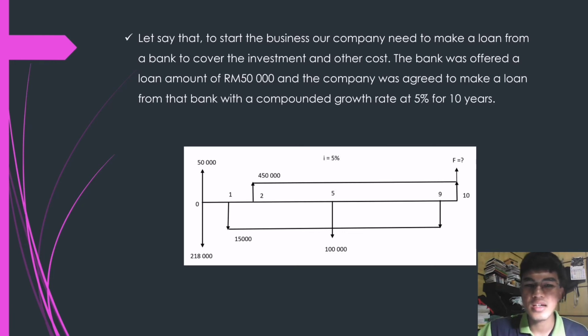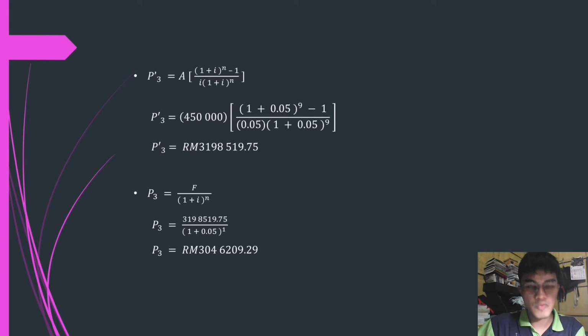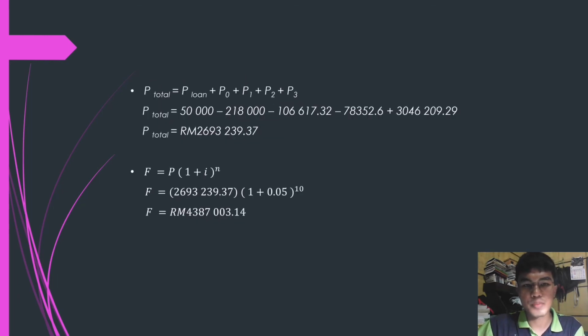And this is the cash flow diagram that we get based on the situation we assumed earlier. First, we calculate the annual costs. We use the PF factor, and then we calculate the upgrading cost, for which we also use the PF factor. Also, we calculate the revenue, for which we find P prime first, then we use the PF factor to get the P at year 0. After that, we calculate the total P at year 0, and then we can find the F using the FP factor.